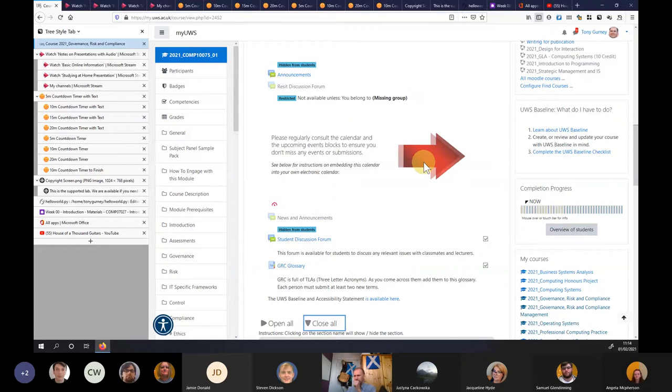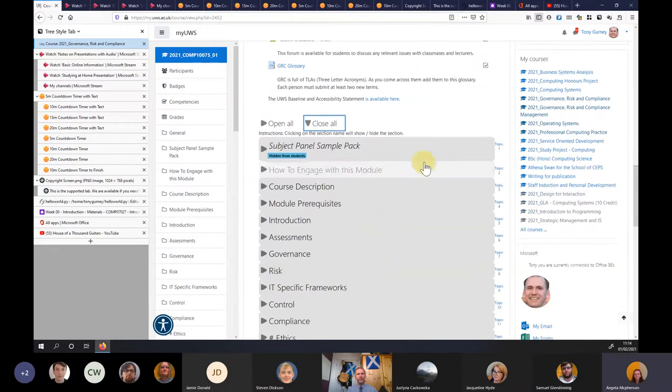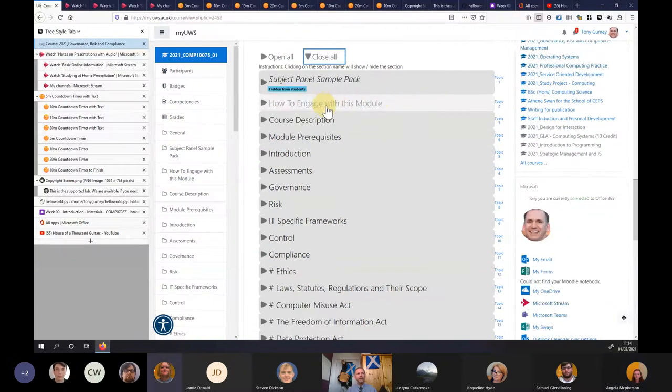That said, I'm not expecting many things to be on there other than the final assessment itself, but we'll see. So as I say, everything is on there. It's all split up into different sections. Now, as I'm showing you this, you will see things on my screen that you haven't seen. So for example, the subject panel sample pack is our name for last year's results. So not surprisingly, I've hidden that from you, but it's up there so that our external examiners can see it. So if you see something different, it's not because I'm doing something weird. It's because I've hidden some things because they're just for lecturers. So don't worry about it. Everything is in these sections.